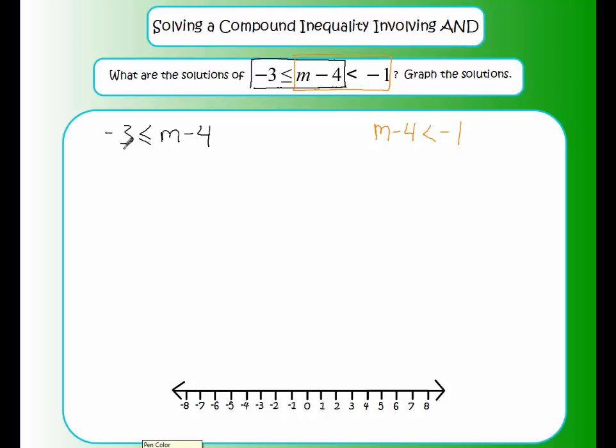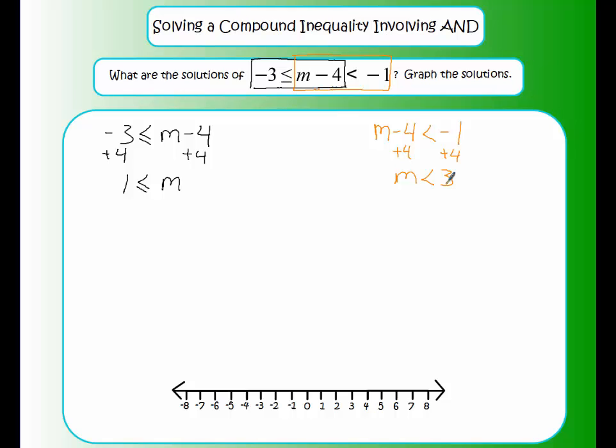So this one on the left here, I want to get m by itself, so let me add 4 to both sides. Negative 3 plus 4 is 1. 1 is less than or equal to m. Then I can try doing this one over here. So let me add 4 to both sides, and I get m is less than negative 1 plus 4, which is 3.